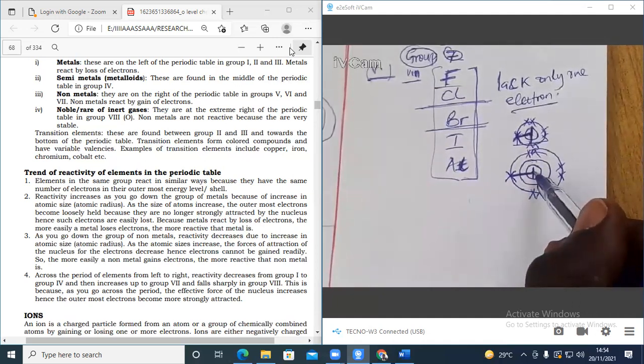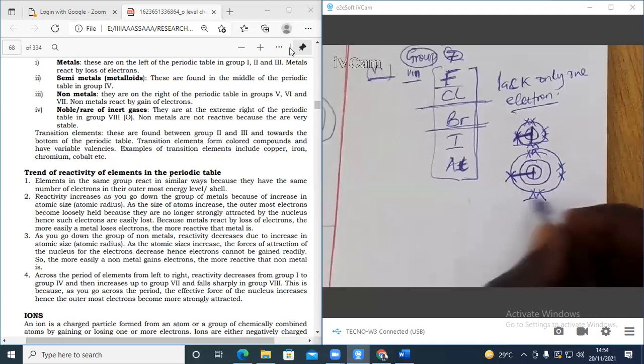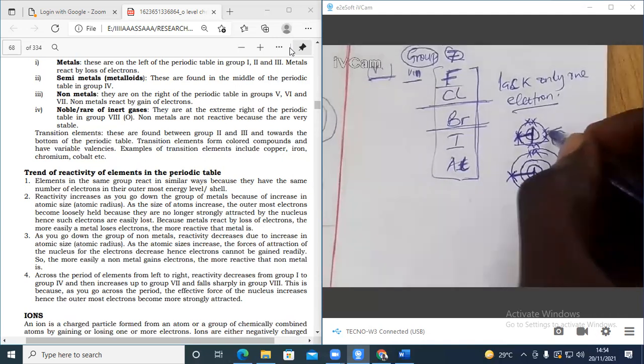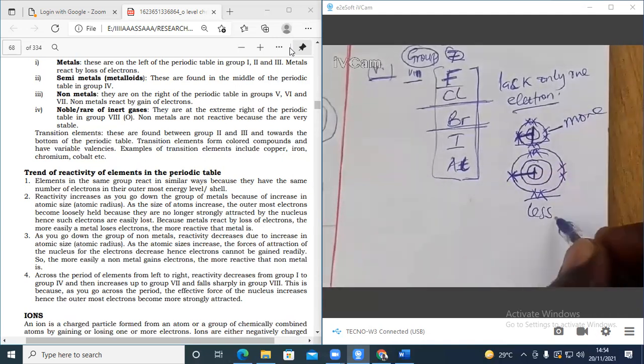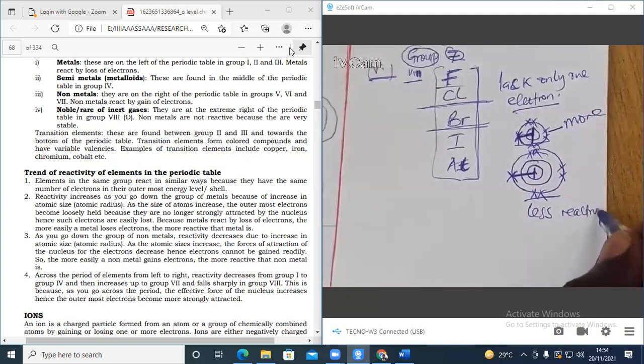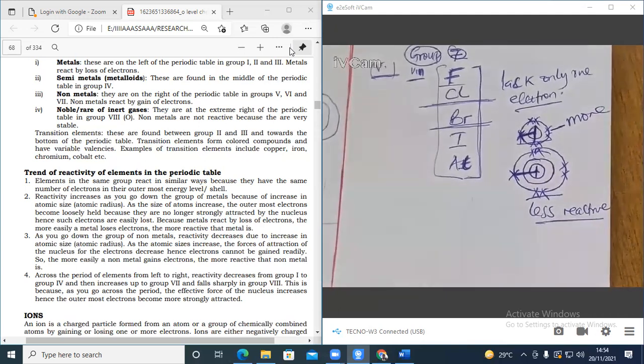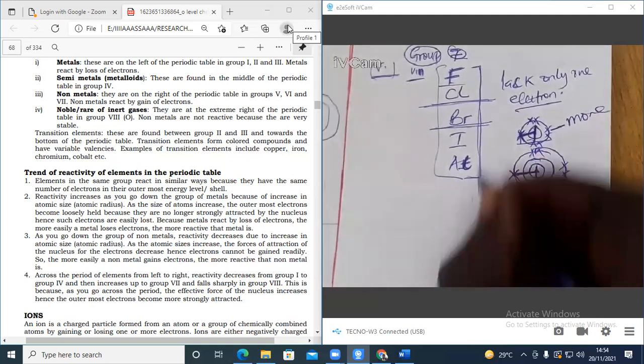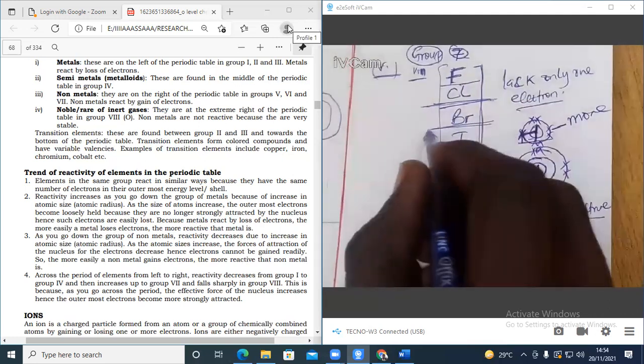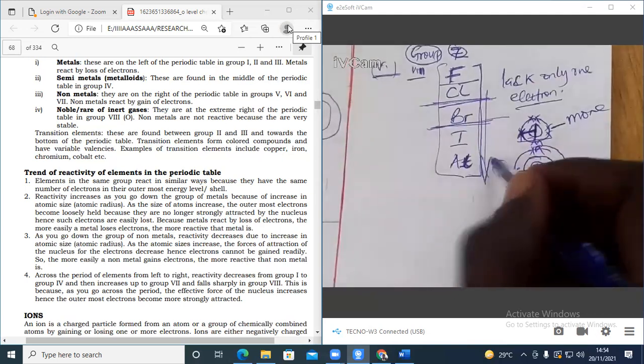You get it? Yes. So this one will be less reactive than this one. This one will be more. This one will be less reactive. That is the only way out there. So the most reactive of the nonmetals is group 7, and the most reactive element there is fluorine, followed by chlorine, followed by bromine as we go downwards.